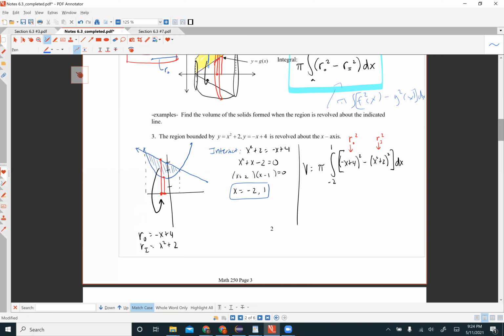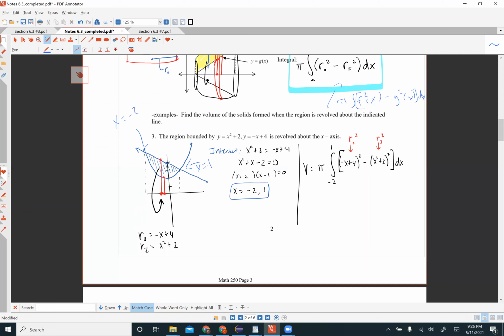We want to know where x squared plus 2 equals minus x plus 4. And you just solve the quadratic. We get this quadratic equation, and you solve it, we get x is -2 and x is 1, right? So, there x would be -2, and then the other one, x equals 1. So those are our limits of integration.